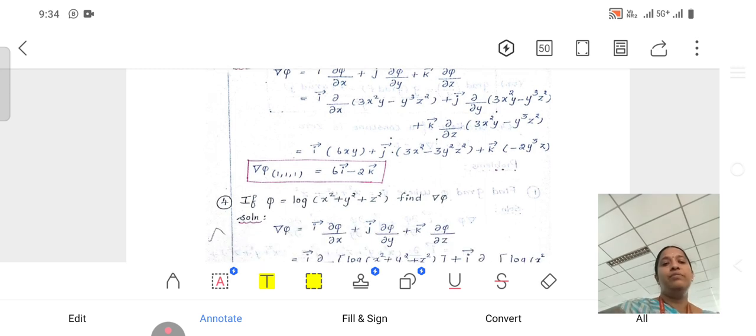Look at the fourth problem. Take this as homework. Here the point is not given. Find del phi, where phi is equal to log of x square plus y square plus z square. Tomorrow all of you come with the answers.